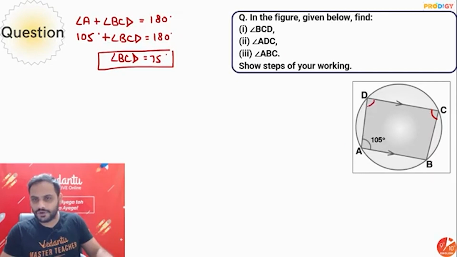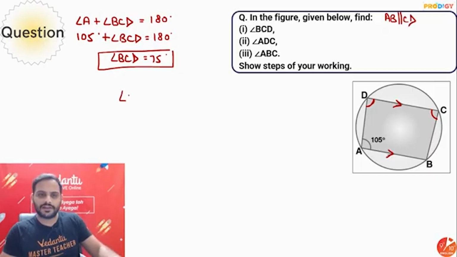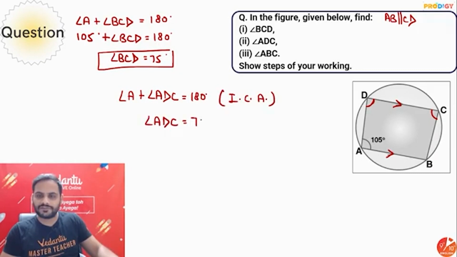Next one, angle ADC. You want to find out this angle. How do I find angle ADC? So guys, if you see over here, it is not mentioned clearly, but in the diagram it is shown that AB is parallel to CD. So if AB is parallel to CD, I can say angle A plus angle ADC will also be equal to 180 degrees, because they are interior consecutive angles. So from here angle ADC is again 180 minus 105, which is 75 degrees. So this is 75, this is 75.